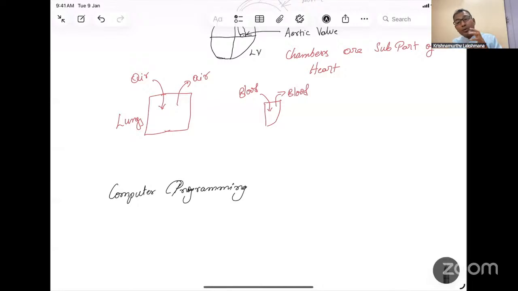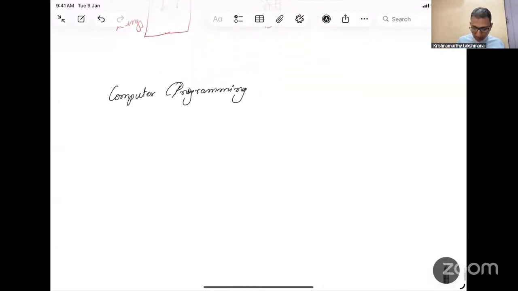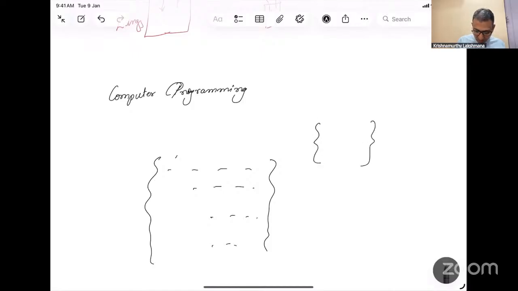In computer programming, there is a main program. Right? They will be writing the main program and they will be calling a function. So there is one subprogram. So this is the main program and this is a subprogram. And this is called a function.